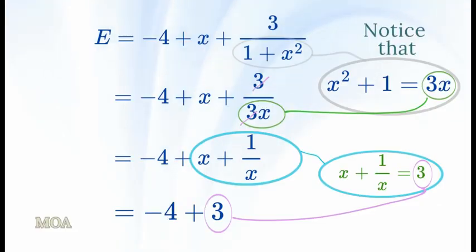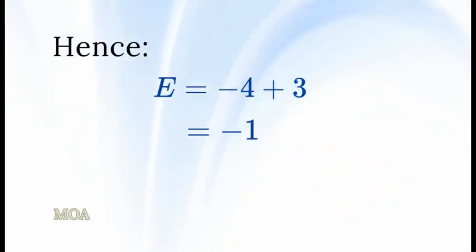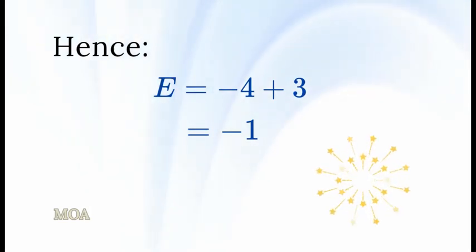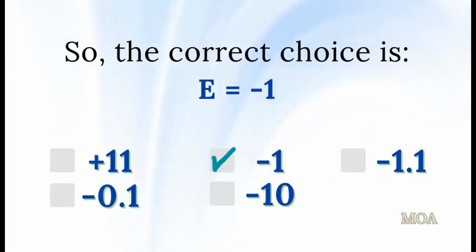Next, notice that 1 + x² = 3x, so 3/(1 + x²) = 3/(3x) = 1/x. Therefore, the expression becomes E = -4 + x + 1/x. But from our earlier identity, x + 1/x = 3. Hence, E = -4 + 3 = -1. So the correct choice is E = -1.